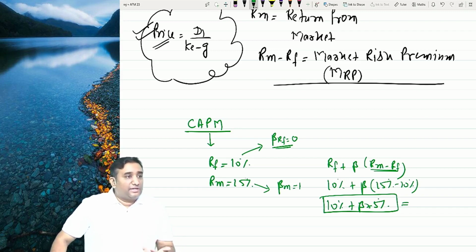Sir, why are you using the word return? Because it's a cost of equity. Cost of equity is from the company's point of view. From the investor's point of view, it becomes a return. It's an expectation which comes out.